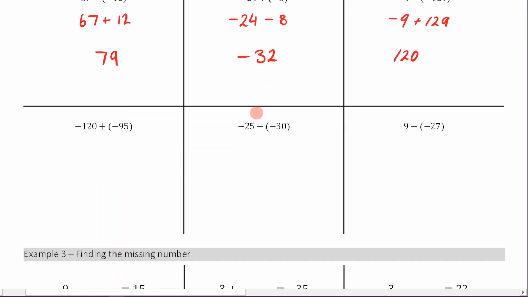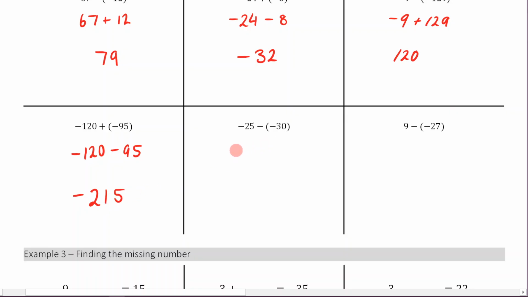Let's come and do some more. Could you pause the video and see if you could answer these for yourselves? So the way in which you would go about it is you would say this is going to be negative 120. Then I'm plussing a negative, so it's going to be negative 95. And when I do this, I'm going to get negative 215.